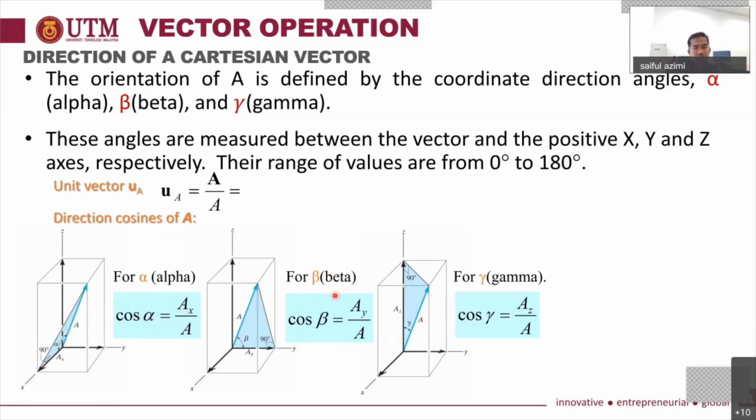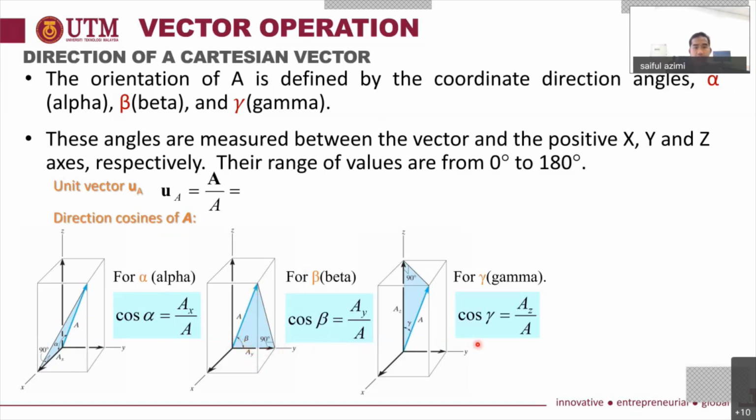Next is beta. Beta is the angle from the positive y-axis. This is the positive y-axis which moves from here to here. This is the resultant force A. So the angle comes from the axis here, and this one goes to the resultant force A here. So this is beta, right?